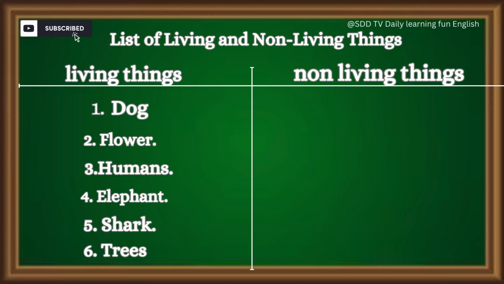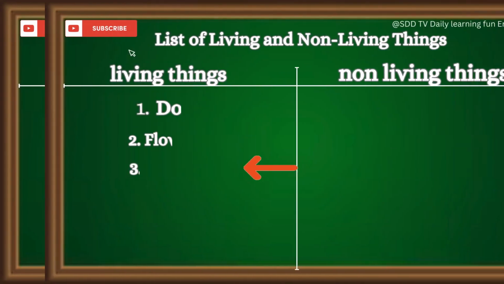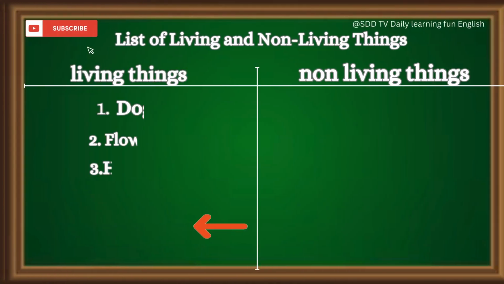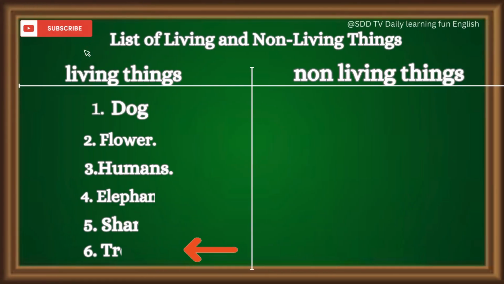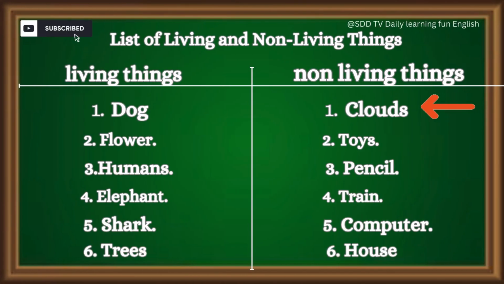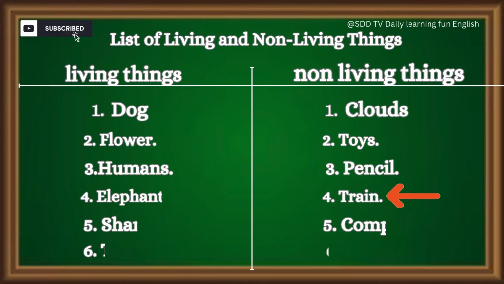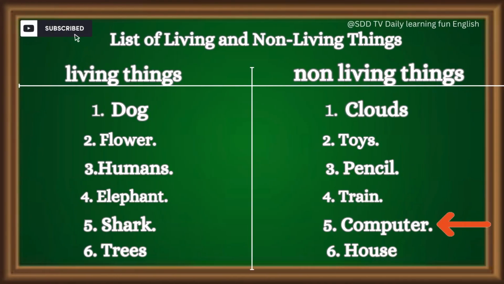List of living and non-living things. Okay, here we check with living things. Dog, flower, humans, elephant, shark, tree are living things. Non-living things: clouds, toys, pencil, train, computer, house are non-living things.